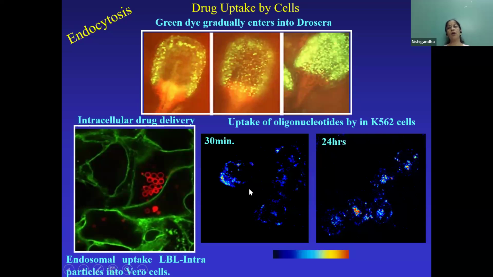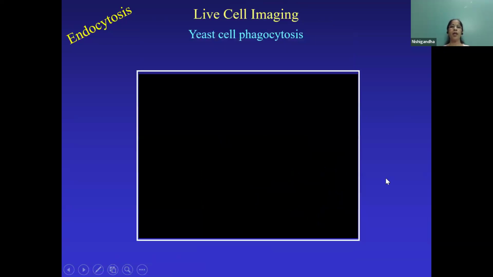This is uptake of oligonucleotides in K562 cells. At 30 minutes, the oligonucleotides are just entering, the way we have seen in case of receptors. So you see very weak signal. But as the time progresses, at the end of 24 hours, what you see is concentrated oligonucleotides within the cells, sitting almost next to the nucleus.